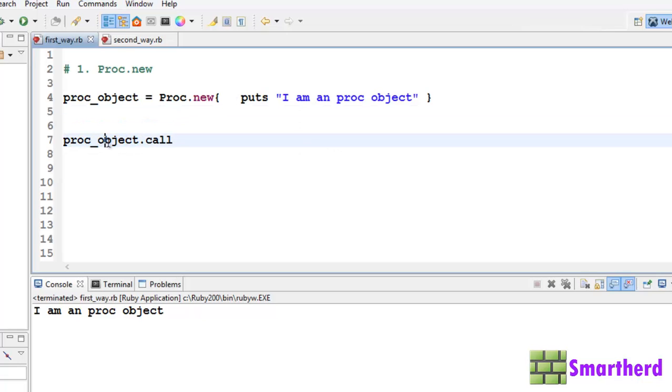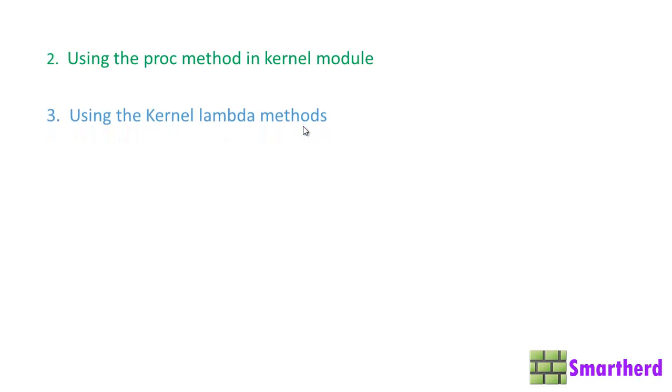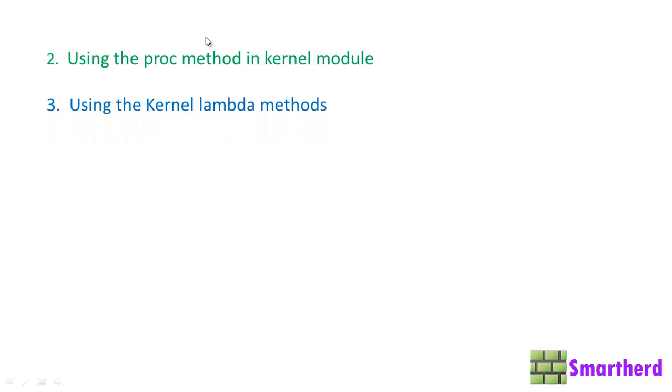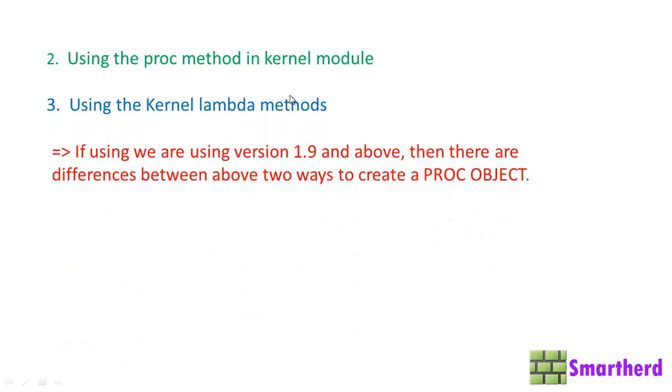So when we write object.call, then it is going to call this block of method and this code will be executed and printed. Now let's check out our second and third method to create the proc object. Now, if we are using version 1.9 of Ruby and above, then practically there are differences between the above two ways to create a proc object.